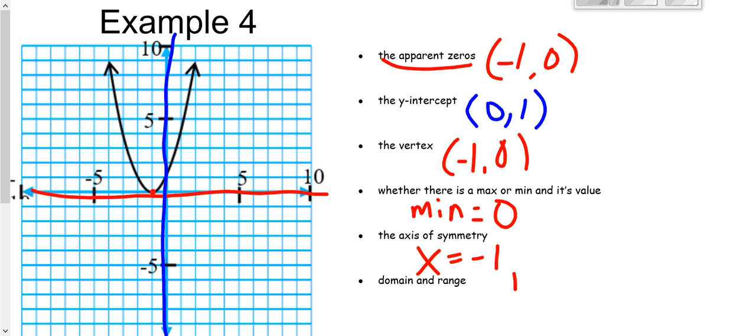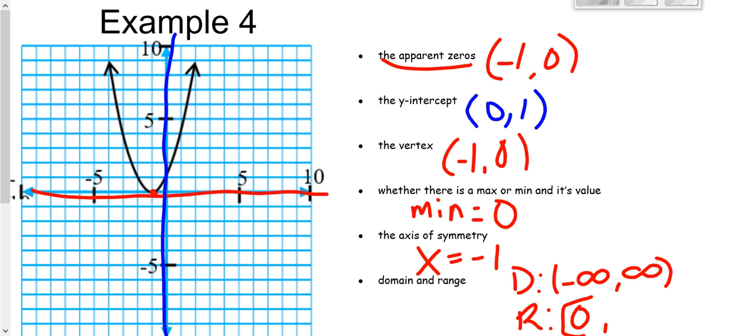Our domain, always the same, negative infinity to positive infinity. And then our range, remember, this had a minimum. So we start with the minimum, and then we go up. And we're going up to infinity. Awesome job. Let's go ahead and move on to some practice.